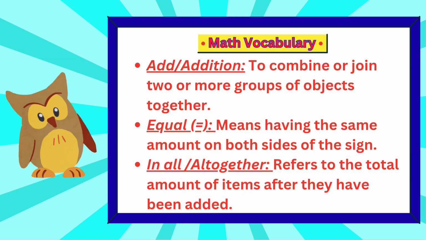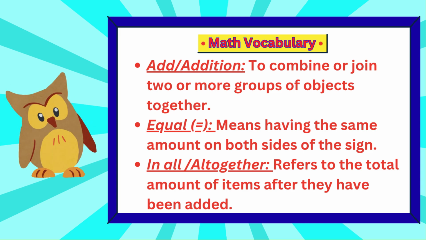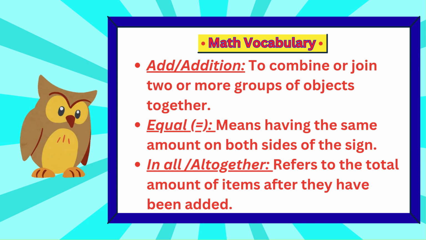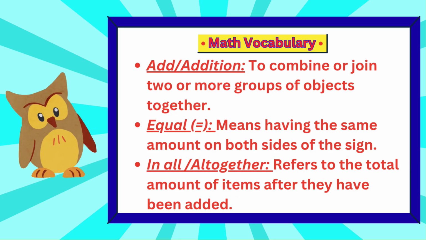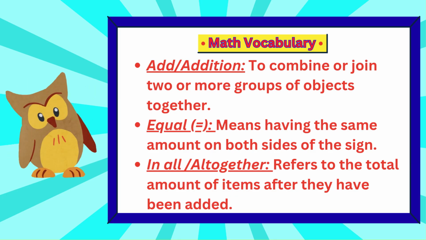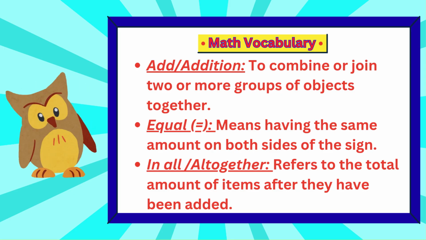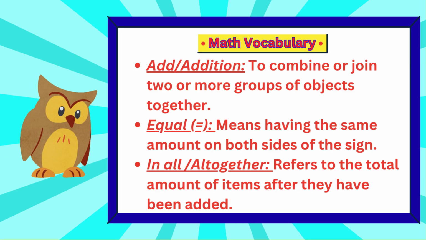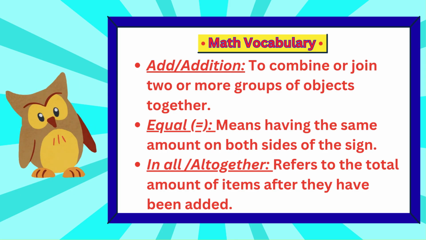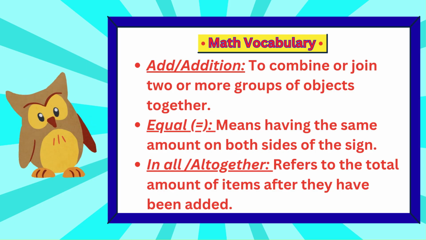Now let's read the math vocabulary words we will be using in today's lesson. Add, addition. To combine or join two or more groups of objects together. Equal means having the same amount on both sides of the sign. In all, altogether, refers to the total amount of items after they have been added.